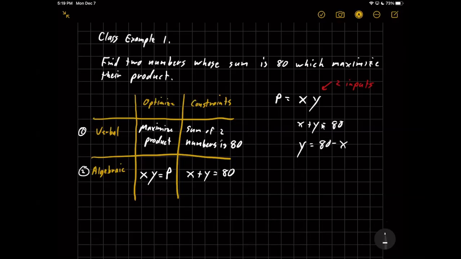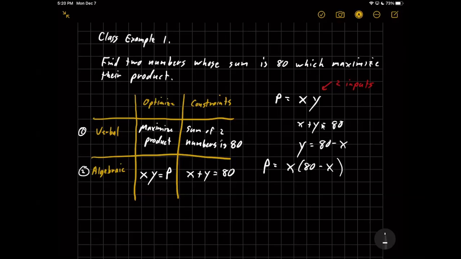Now let's substitute the constraint back into the product, and we can say that the product is x times (80 minus x). This is what we're going to want to optimize. To optimize it, we want to find a maximum. To find the maximum of this, we're going to want to take a derivative and find where it's 0 or does not exist. In this case, it will be equal to 0.